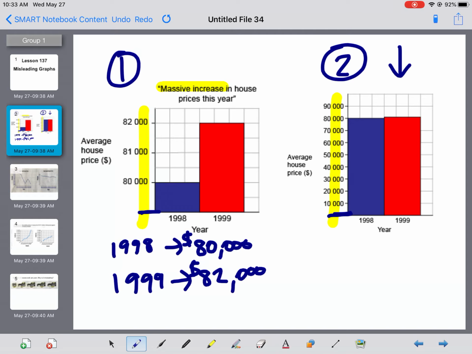So graph number 2 is less misleading than graph number 1. Graph number 1 is very, very misleading. If you were to just take a quick glance at that, you would think, wow, house prices have tripled. That's a giant change. Whereas with graph number 2, you notice, yep, the house prices have increased, but not by as much as the first graph gives you the impression they did. So not starting at 0 with your scale can really change how your graph looks, and sometimes it can give a very inaccurate impression and the graph can be very misleading.